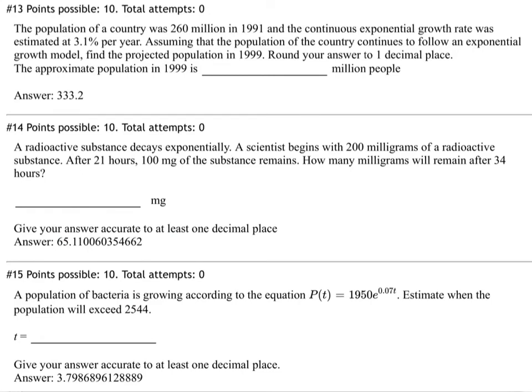It's going to be similar. The population of a country was 260 million in 1991, and the continuous, there it is, that means we're going to use A equals P e to the rt, the PERT formula, continuously compounded interest, or continuous growth. The exponential growth rate was estimated at 3.1% per year. Assuming that the population of the country continues to follow the exponential growth model, find the projected population in 1999. Round your answer to one decimal place. So here we go again.